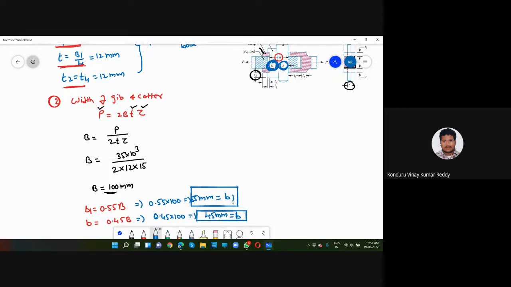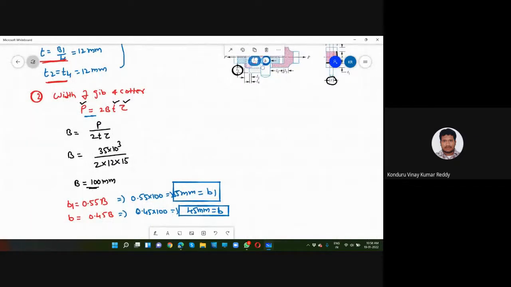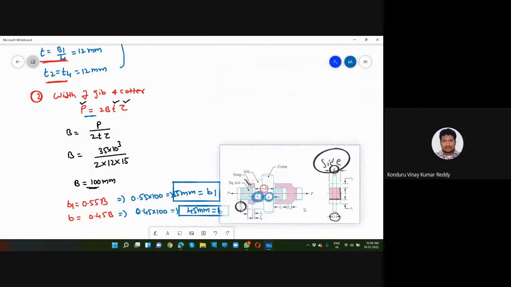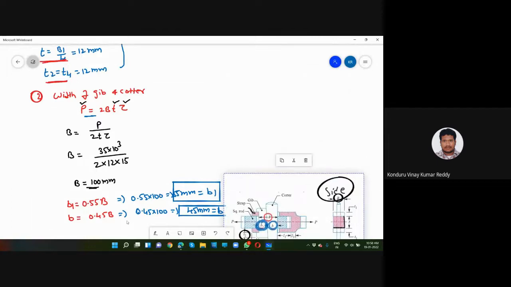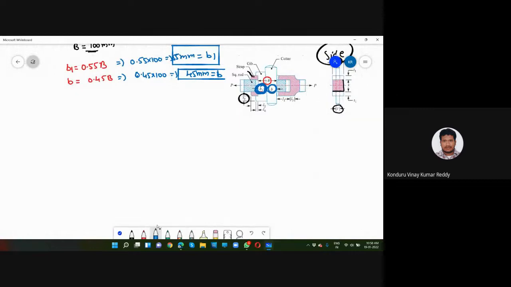We have found out the width of the Gib and the width of the Cotter separately. If you want, you can find out by using this formula also. Separately, you can go for b1 and B, and you can find out your answers. This is our width of Gib and Cotter. Let us go and find the other values also as per the design procedure.